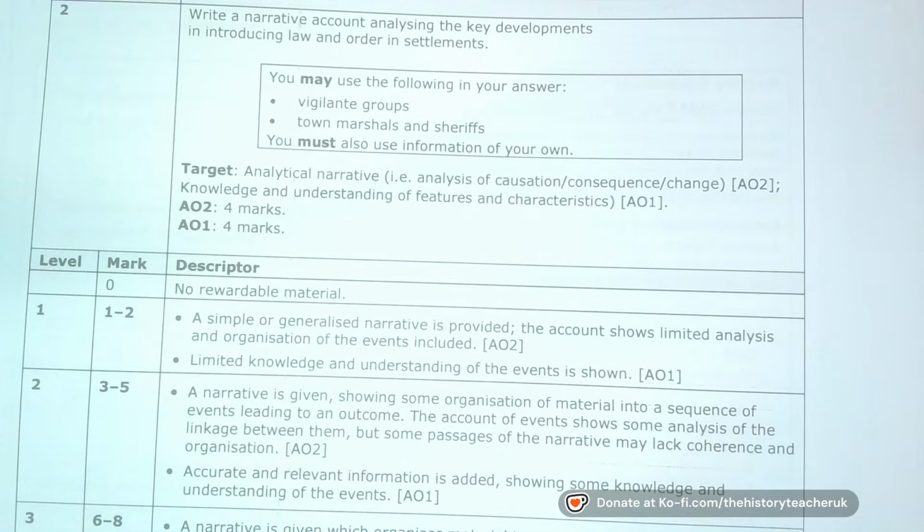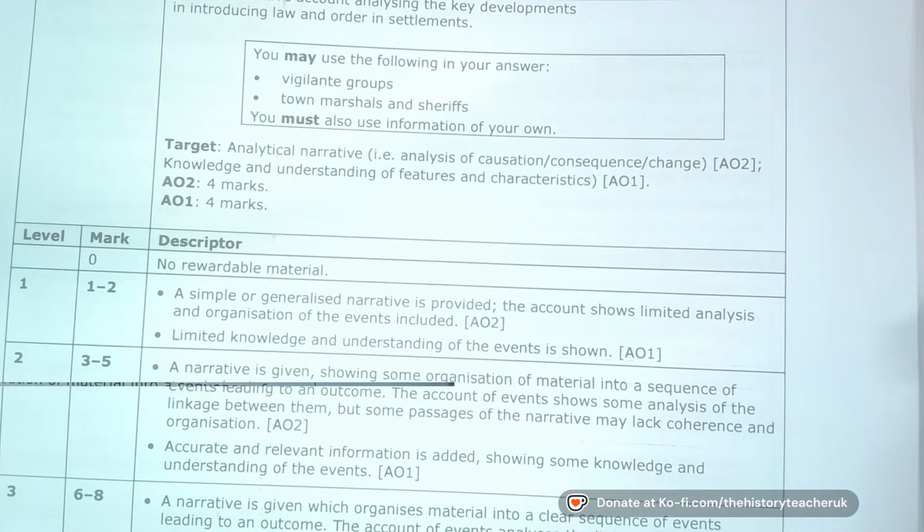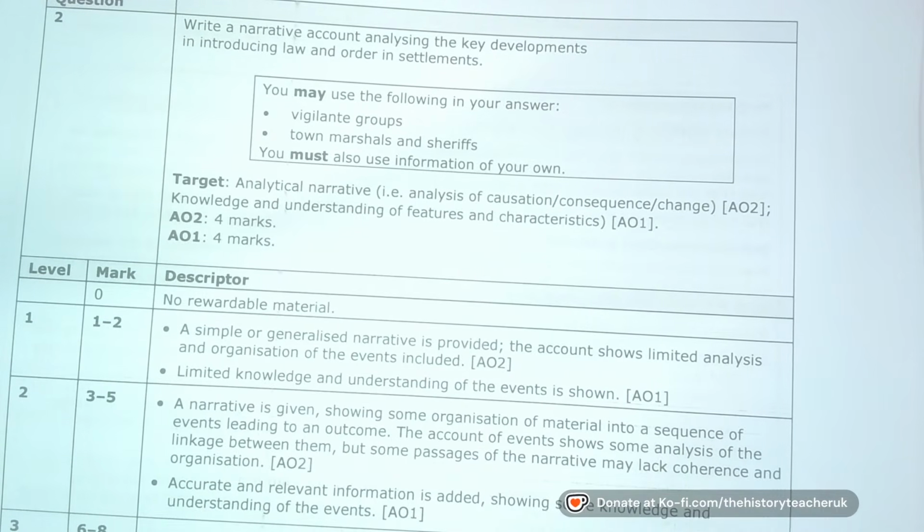But then we just get this curveball of write a narrative account, and it kind of blows our minds. But all we're being asked to do really is give an account of what happened. That's all we're having to do. And I think actually it's one of the easier history questions we have, because you're not having to make any kind of analytical judgments. You're just having to explain what happened. So let's have a look at how this works.